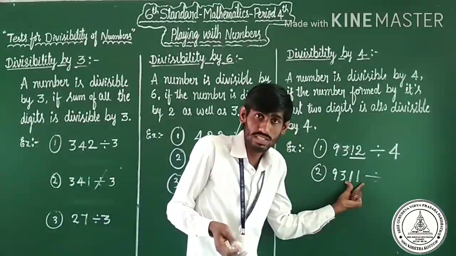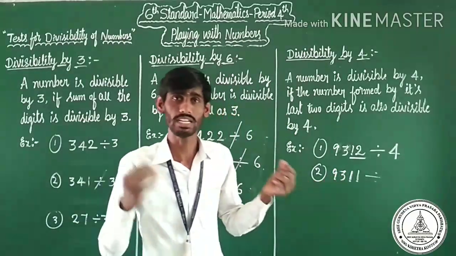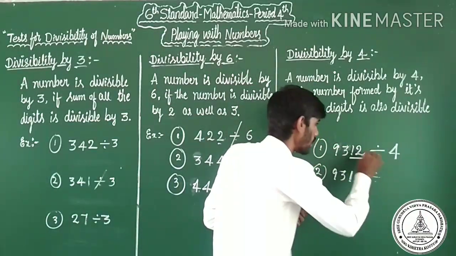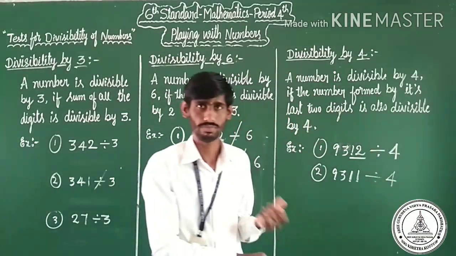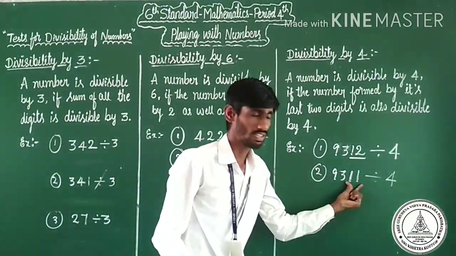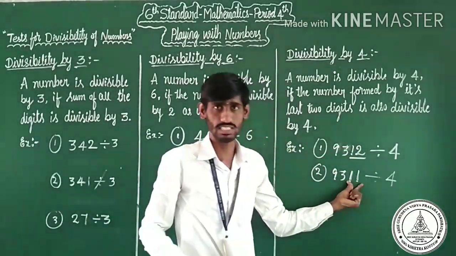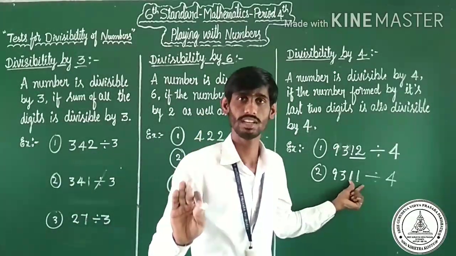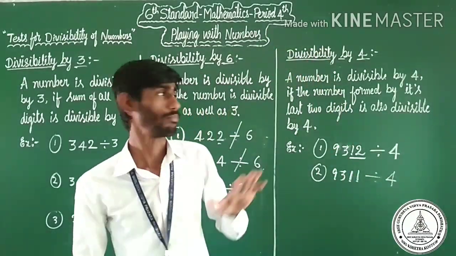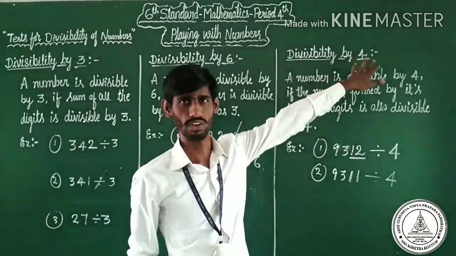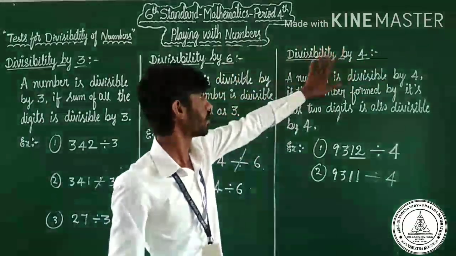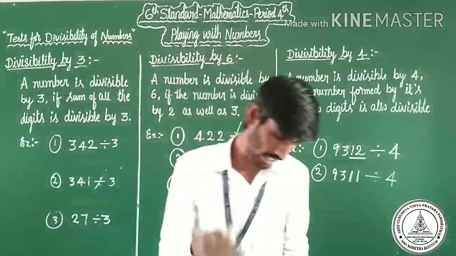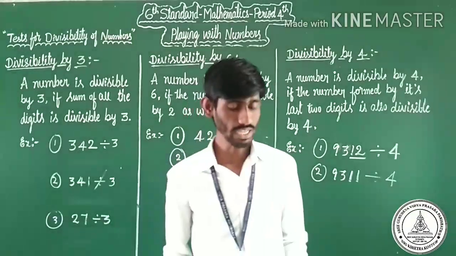How do we check? Consider the last two digits, 11. Does 11 come in the table of 4? No, it is not possible. That's why the whole number does not pass the divisibility by 4. If the last two digits pass, the whole number passes. If the last two digits do not hold good for divisibility by 4, the whole number also does not pass. I hope you have understood. According to the condition, divisibility by 4 depends on the last two digits.